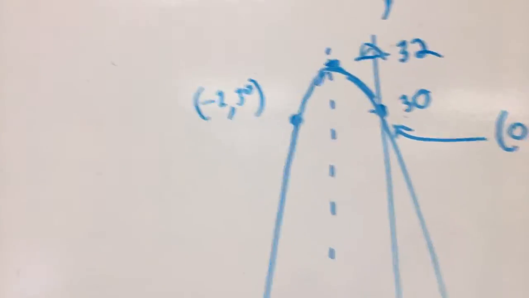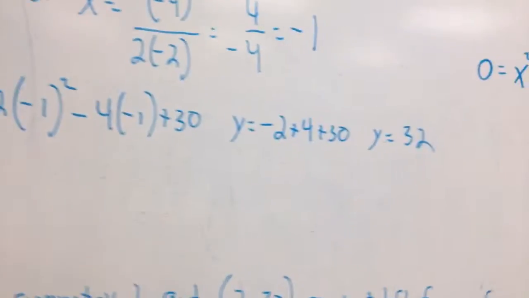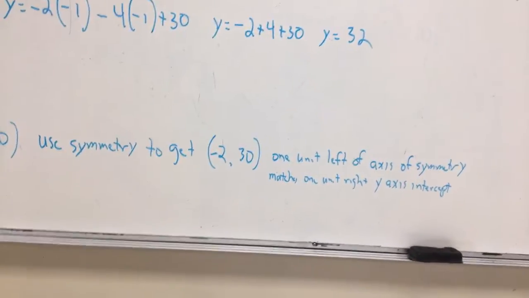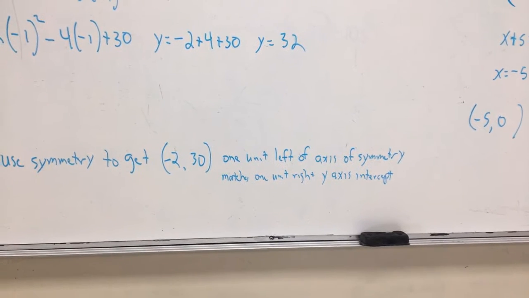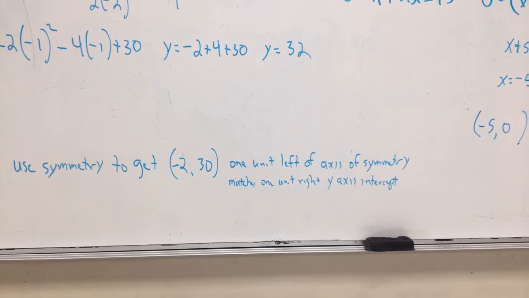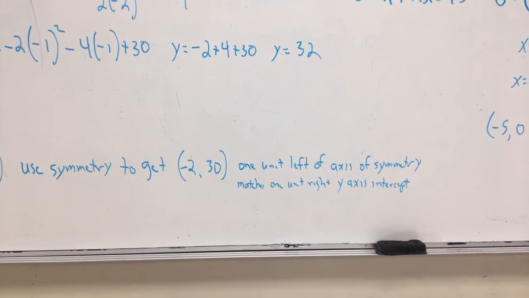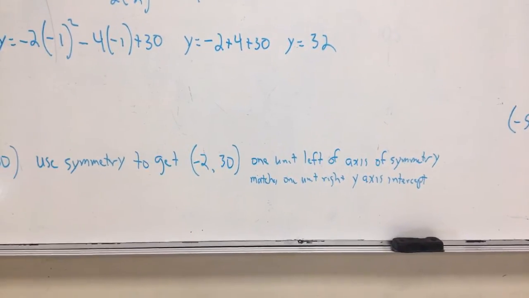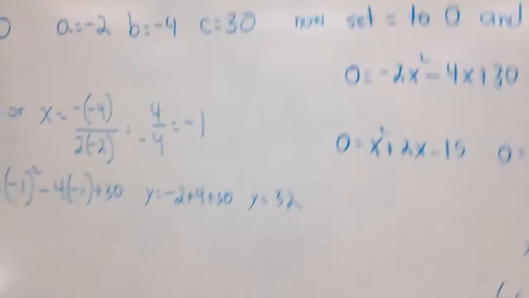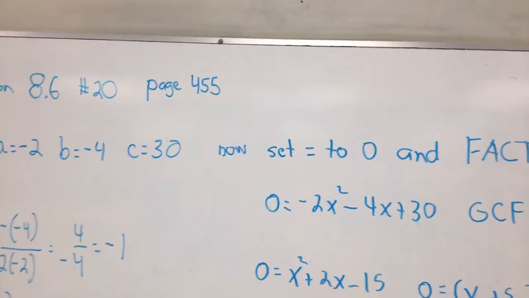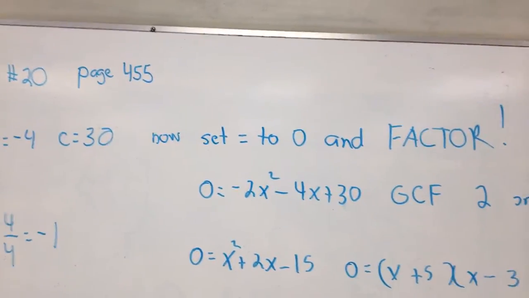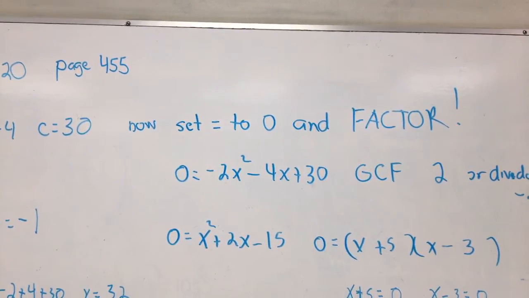Now, I need some x-axis intercepts. To find the x-axis intercepts, here's my little note on that. Use symmetry to get negative 2, 30. 1 unit left of the axis of symmetry puts you on the y-axis. 1 unit to the right, that'll be another point. Now to factor this, remember to find the x-axis intercepts, every y value on the x-axis is a 0. So put a 0 in there, all right?